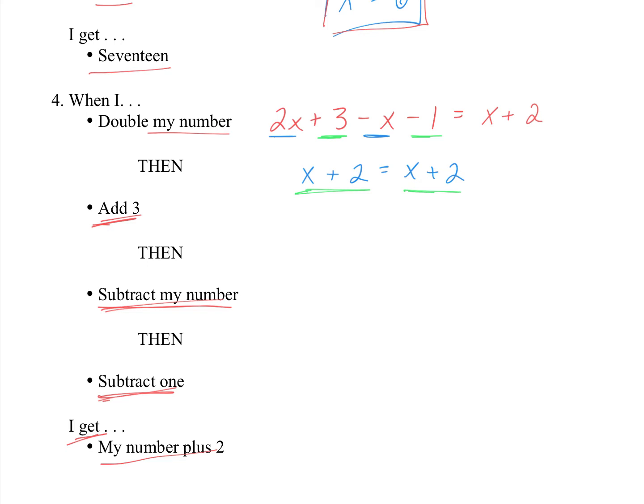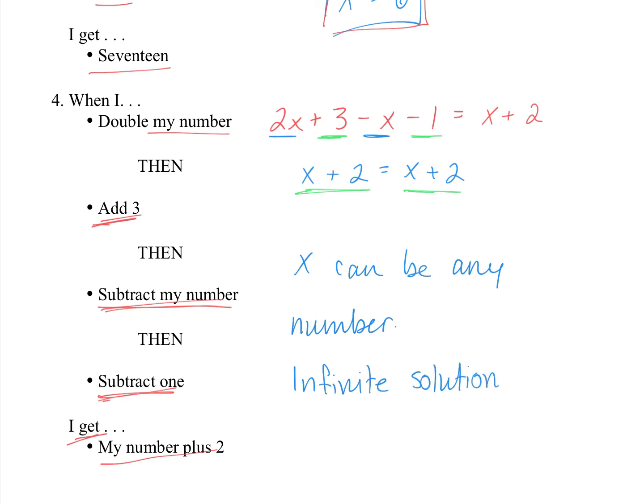So we can say x can be any number. Okay, x can be any number. Okay, infinite solutions. All right, whenever we get to a point where the left and the right side are exactly the same, infinitely many solutions.